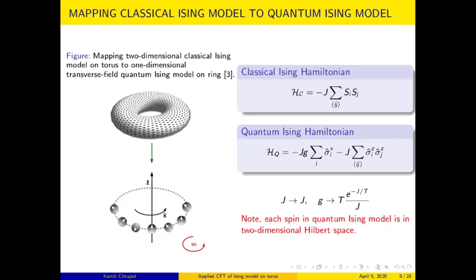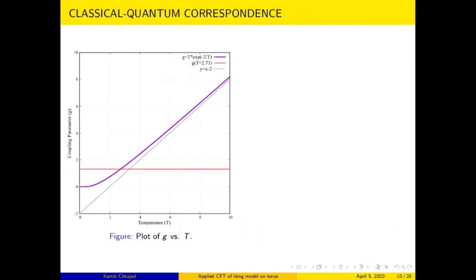I want you to focus on the quantum Ising Hamiltonian. You can see the external field here plays a role, whereas this is absent in the classical Ising Hamiltonian. This g in the quantum Ising Hamiltonian is known as the coupling parameter, and this g in the asymptotic limit is a linear function of temperature.